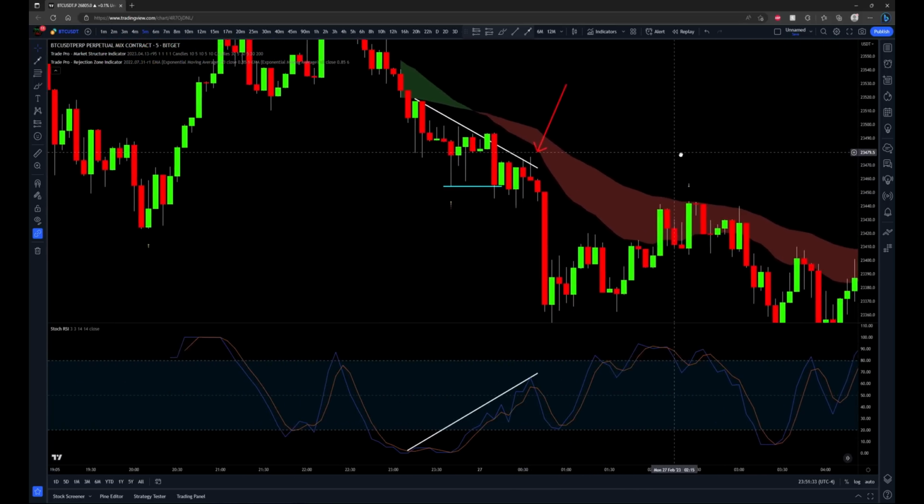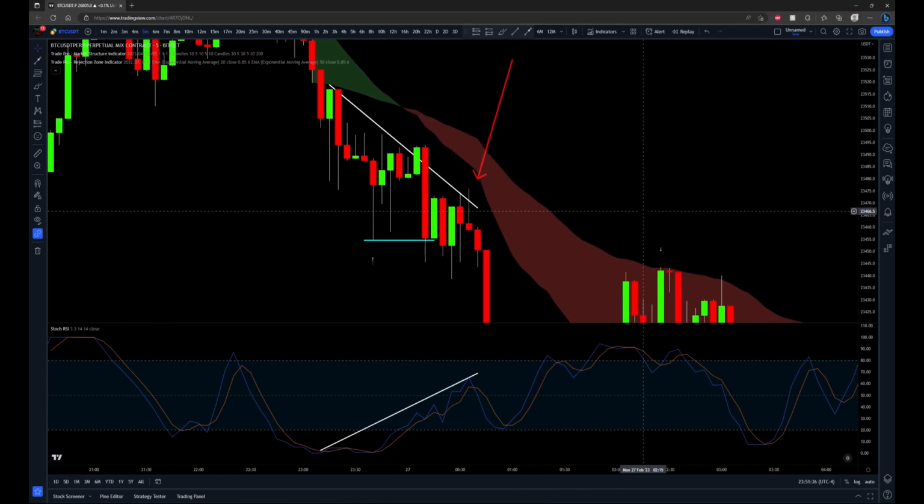So let's go to our first example here. The first thing that we see is this cloud, which is the trend direction indicator called the Trade Pro rejection zone indicator. It's simply telling us the trend direction based on a 20 period exponential moving average and a 50 period exponential moving average. When the 20 crosses below the 50, that's considered a downtrend. So when this cross happens, we want to look for the first setup. And the first setup is going to consist of a bearish market structure break and a bearish hidden divergence. So it's going to look like this.